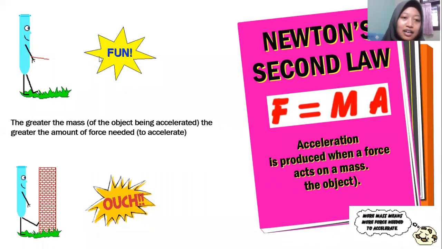In Newton's second law, it can be described like this. The greater the mass of an object being accelerated, the greater the amount of force needed to accelerate it. Why can it be like this? For example, when you are playing with a ball, you have to push the ball, right? Another example: when you push the wall, you feel pain, right? So Newton's second law states that F equals mass times acceleration. And acceleration is produced when a force acts on a mass, the object.